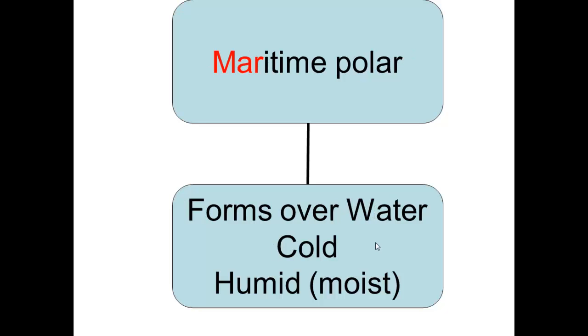And the last type of air mass is the maritime polar air mass, which also forms over water, but is cold and humid. Even though the ocean near the poles is cold, water vapor evaporates into the air. An air mass forming over the poles is cold and moist.